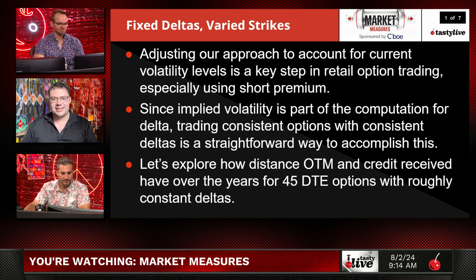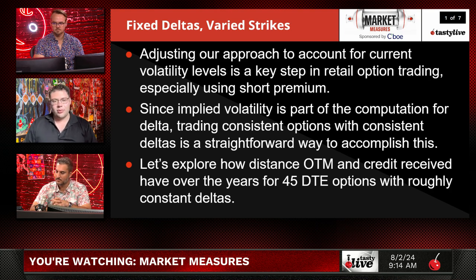So let's explore how distance out of the money and credit received have changed over the years for options with roughly consistent deltas. How have they changed given the deltas being the same? If you have a 20 delta option in the SPYs, how have they changed with volatility and also over time? What you're going to see is that the delta is the key fixer. It's basically your default setting.